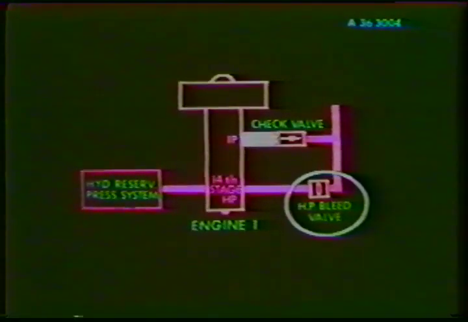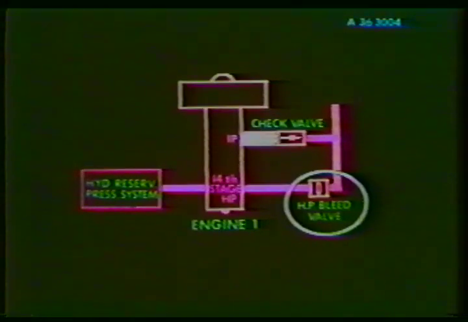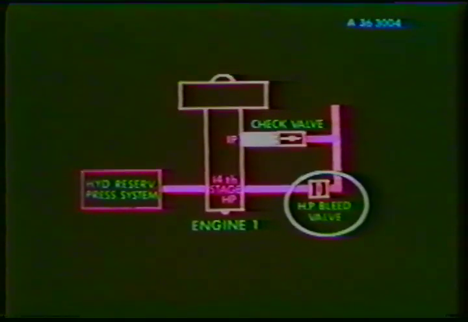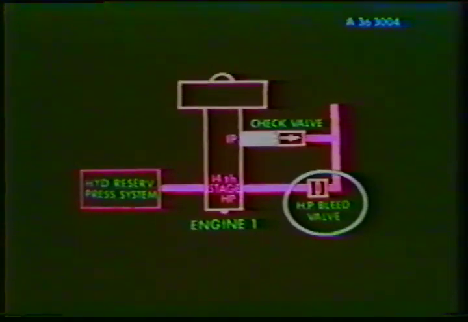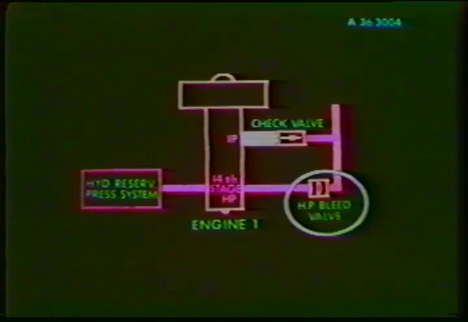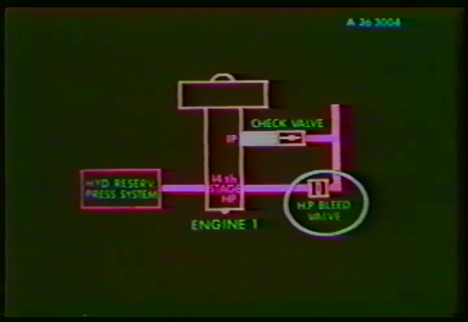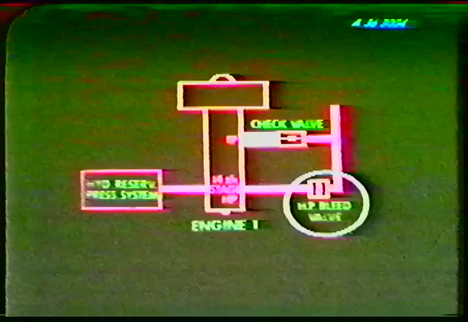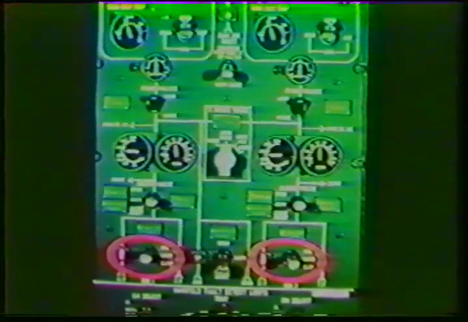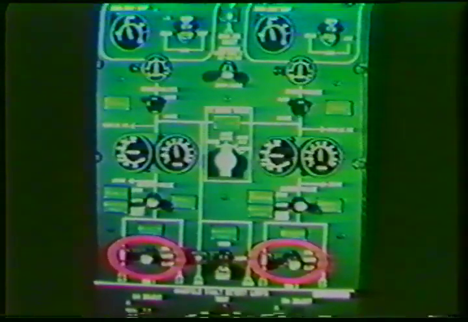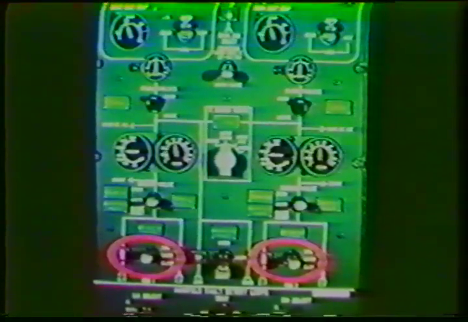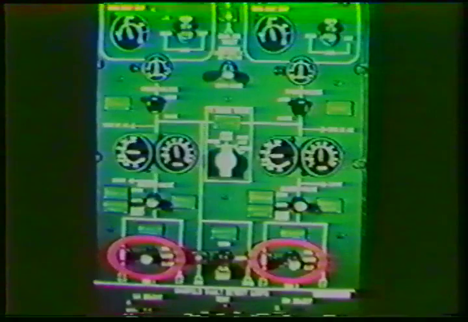The air then passes through an HP bleed valve. It is electrically controlled, pneumatically operated, and spring-loaded closed. The air from the 14th stage is also used for the hydraulic reservoir pressurization system. The HP bleed valve is controlled by a three-position selector. The position of the valve is displayed by a magnetic indicator.